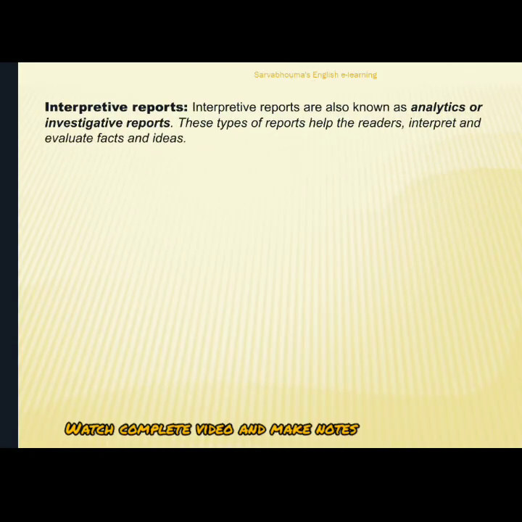Next is number 3, interpretive reports. Interpretive reports are also known as analytical or investigative reports. These types of reports help the readers interpret and evaluate facts and ideas. Okay.